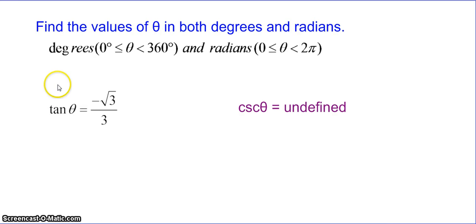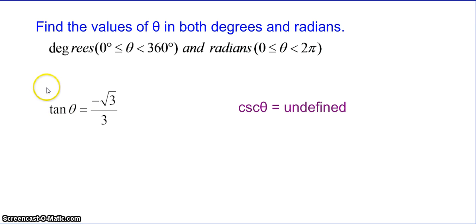So here, I want you to find theta between 0 and 360 degrees. Notice that we're including 0, but we're not including 360. And I also want you to find it in radians, between 0 and 2 pi radians. Again, including 0, but not including the 2 pi. And I want you to find all of the angles, which in this case there's going to be 2 for each of these. So there's going to be 2 answers in degrees here, and 2 answers in radians.